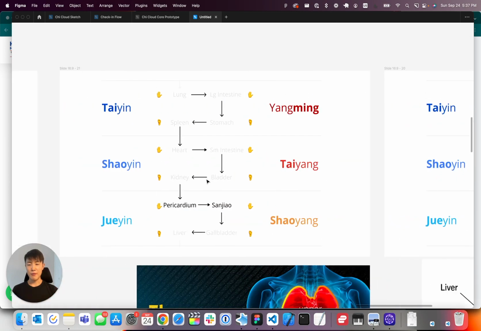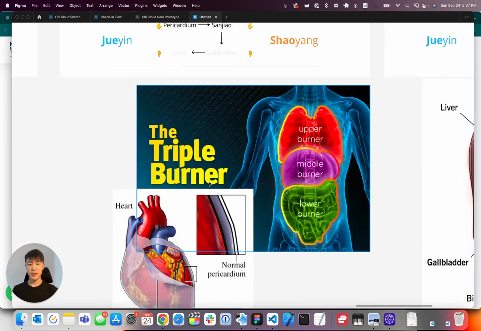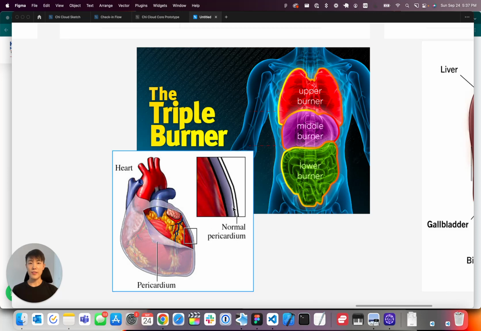After that, we have the pericardium and sanjiao. And so an easy way to remember this is the pericardium wraps around the heart, and the sanjiao wraps around all of the organs. And so with that idea, the pericardium and sanjiao are the interior-exterior pair. They both wrap around a large amount of things.